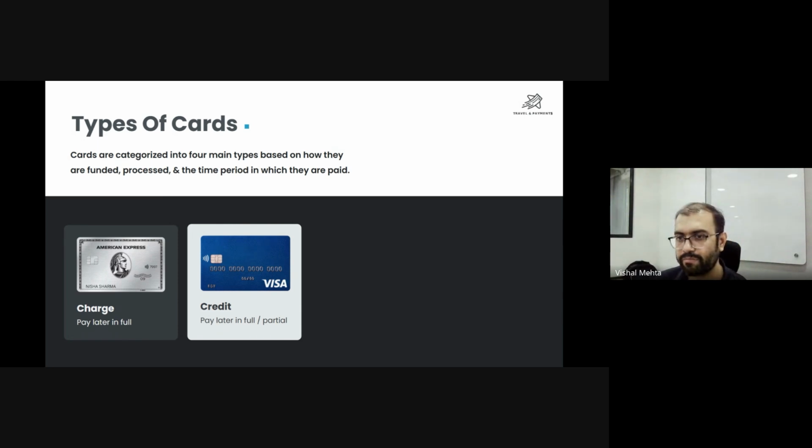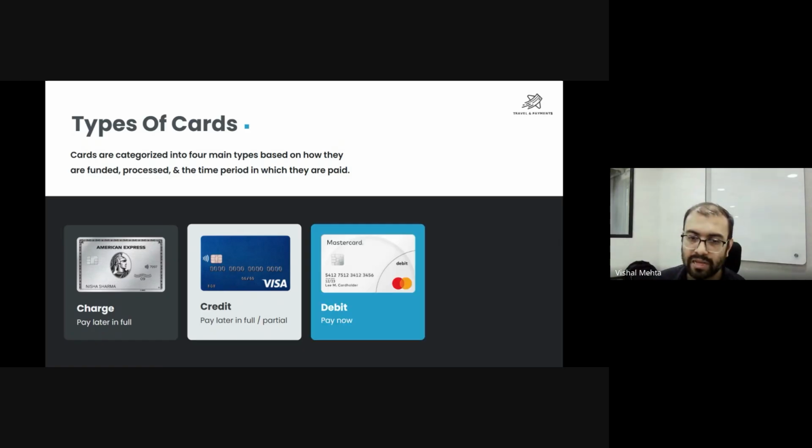So the typical cycle of charge cards is 20 to 50 days of credit. Credit cards also are 20 to 50 days. However, there's an option of absorbing a higher interest rate, but paying a smaller amount upfront rather than the full amount later. And then, of course, debit cards.